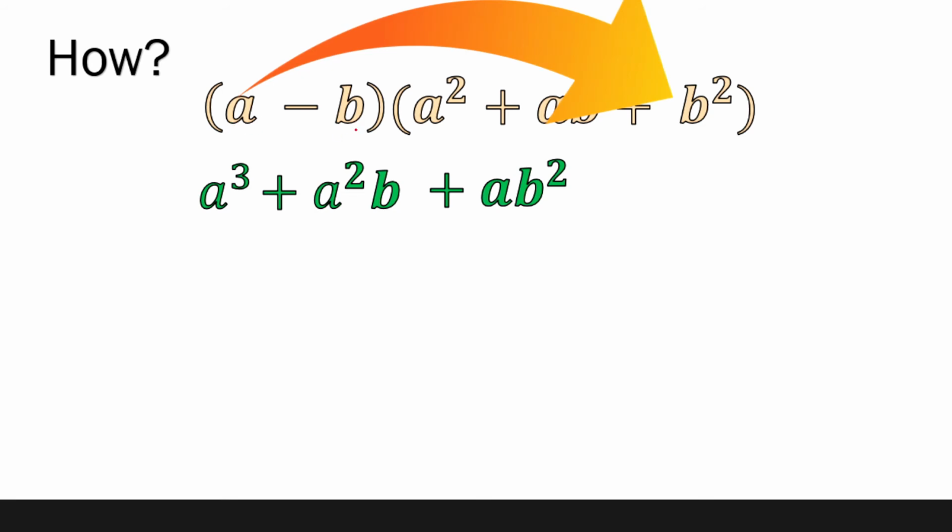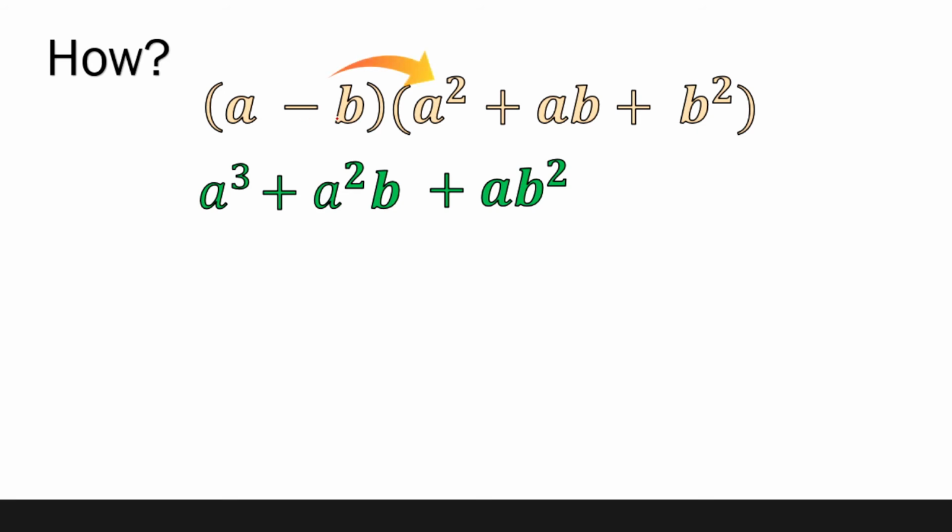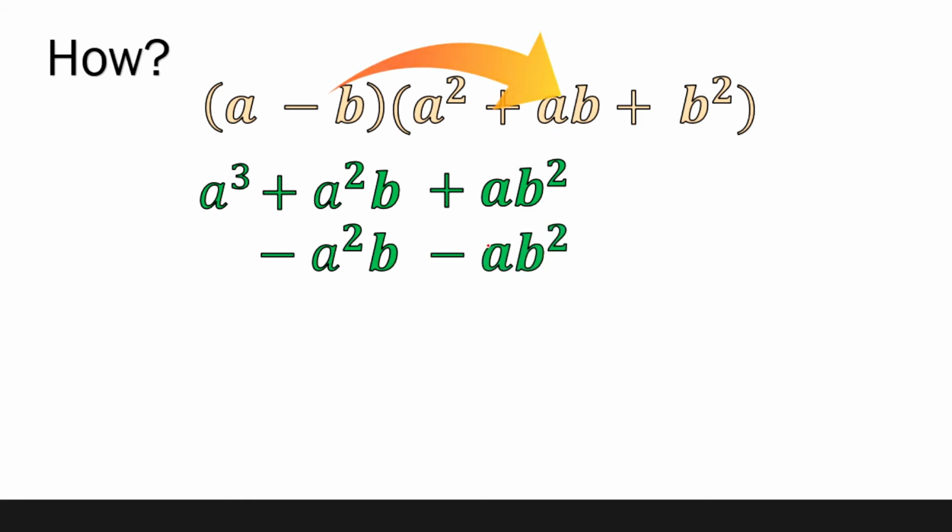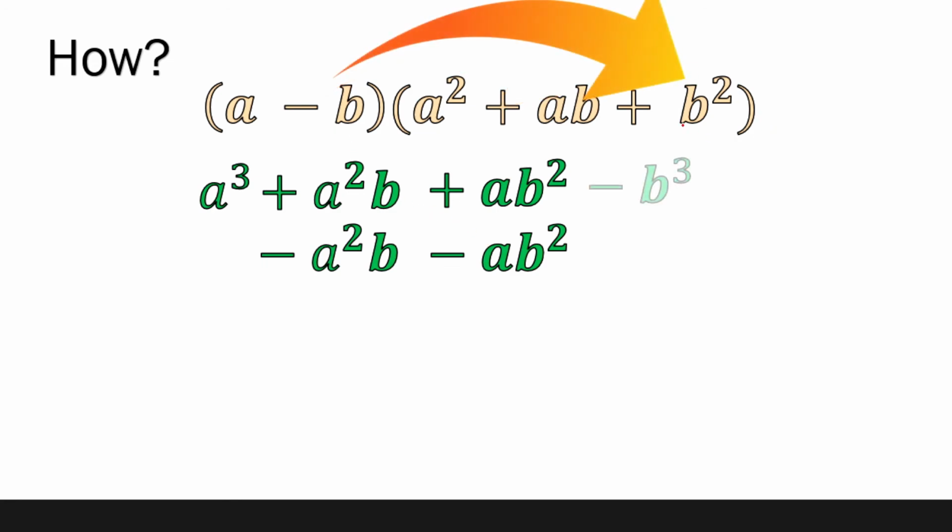I-multiply natin si b. So, kay b, negative b times a squared, we have negative a squared b. Negative siya kasi negative times positive, negative. Actually, pag si-negative b na, lahat ng sign natin magiging negative na. So, negative b times ab, magiging negative ab squared. So, last, negative b times positive b squared, we have negative b cubed.